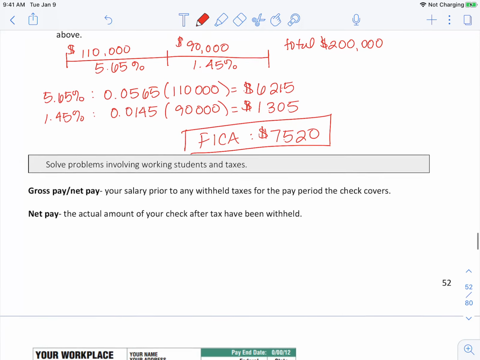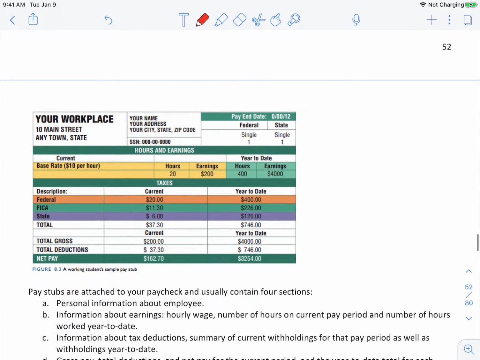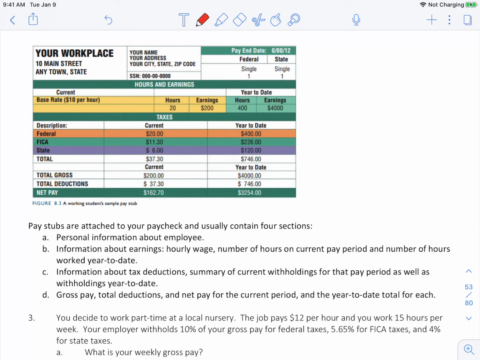So here's an example of a pay stub. If any of you work, you might have a pay stub that looks similar, where you'll see things like federal taxes, FICA taxes, and state taxes taken out. Pay stubs are attached to your paycheck and usually contain 4 sections.